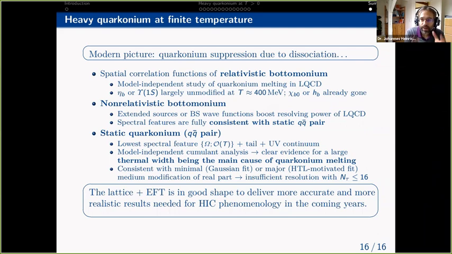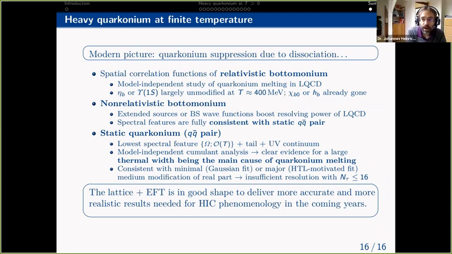And then we find spectral features where there is a very small mass shift for the bottomonia and a substantial width for the bottomonia. If you go to the static limit, where we keep these at fixed locations, we decompose the spectral function, do a model-independent cumulant analysis, find evidence for a large thermal width, and then analyze it with different methods. And we find that we can't make a clear statement whether it is screened or not, but we can definitely make a statement that the imaginary part, which leads to dissociation, is important already at the crossover.